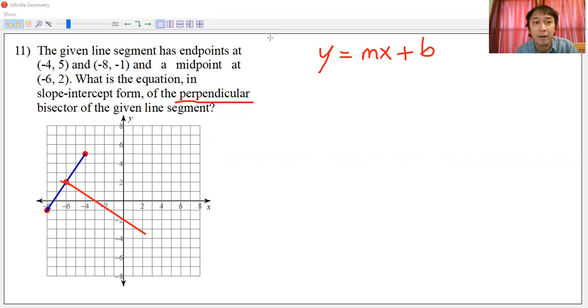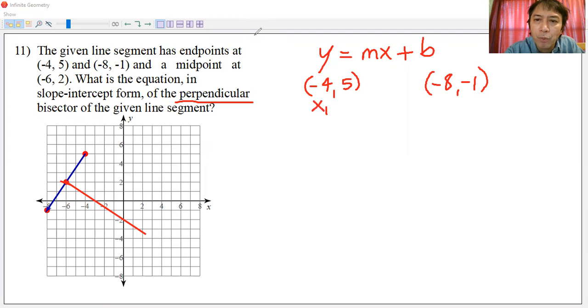The required perpendicular bisector, the equation of that. So let's start with the given and compute the slope. We have to use negative 4, 5 and negative 8, negative 1. These are the endpoints. So this is x1, y1, and this is x2, y2.